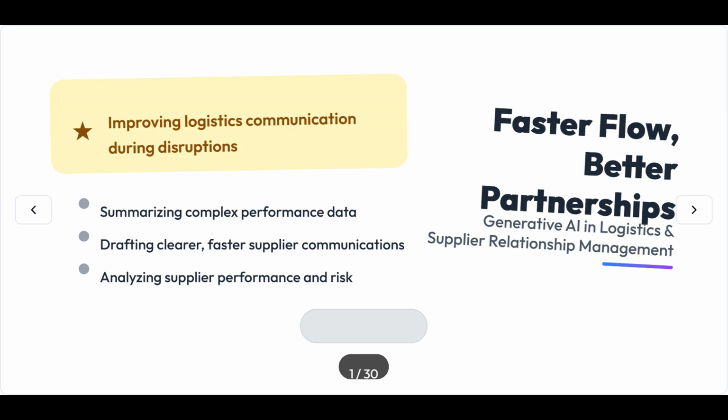In our last lesson, we explored how generative AI sharpens demand forecasts and makes inventory management smarter. Now we're moving on to how GenAI can create a faster flow in logistics and transportation and build better partnerships in supplier relationship management. Logistics is often about managing exceptions, like a storm closing a highway or a ship delay. When these things happen, you need to communicate quickly. This is where generative AI helps, by automating communication during disruptions and summarizing complex performance data.